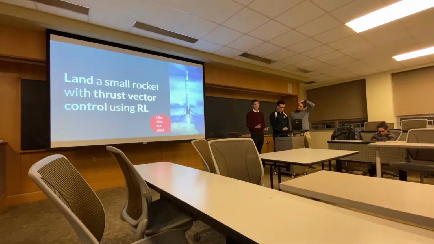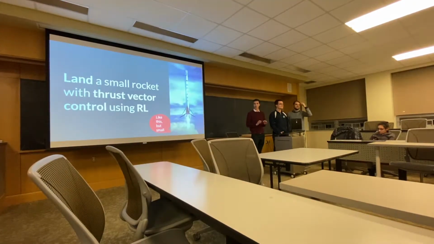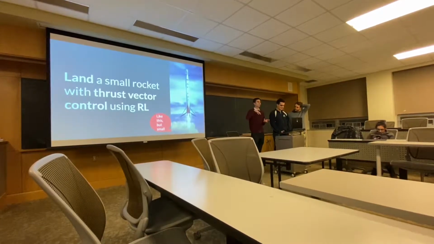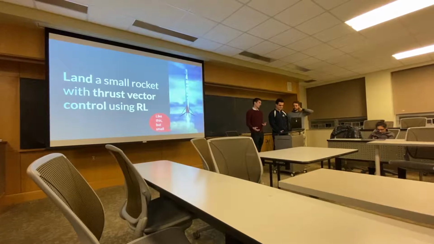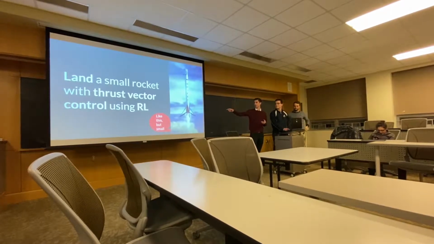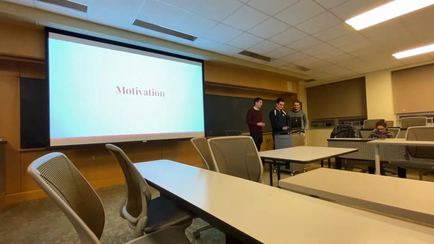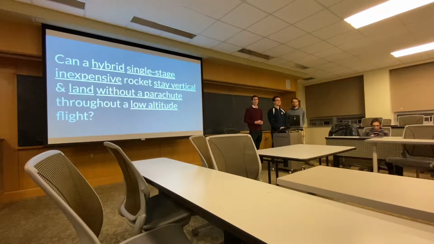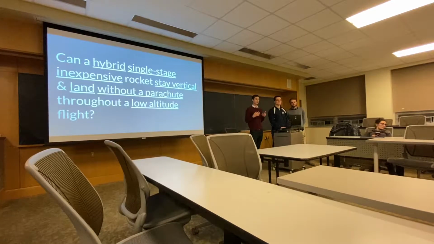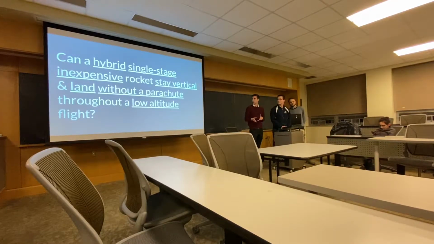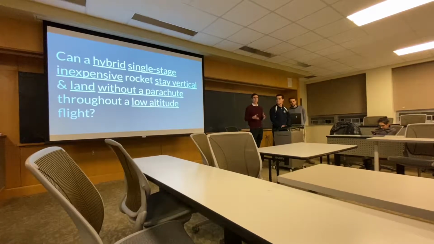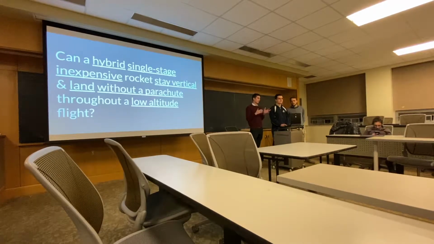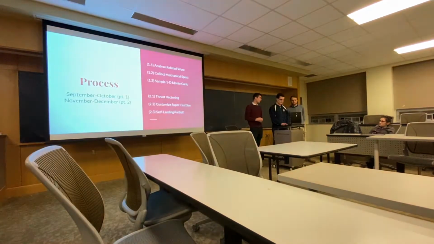So our goal was to land a small rocket using thrust vectoring, controlled by reinforcement learning algorithms, so policy. Like SpaceX, but with a smaller rocket. And the motivation for this is really just questioning, can we use a hybrid single-stage rocket to land without a parachute? At generally low altitude, where it's moving a lot slower, it's hard to keep your balance.